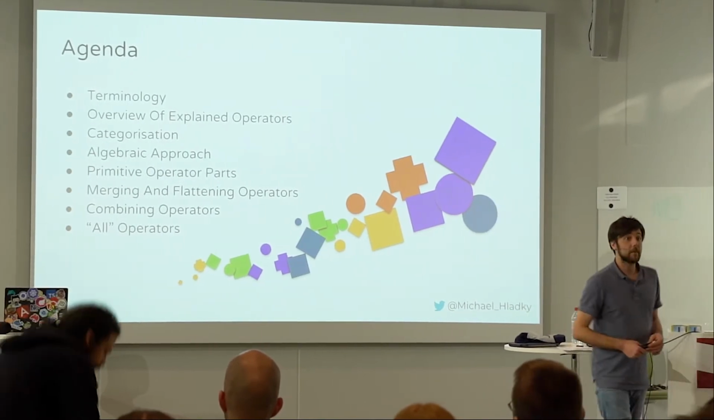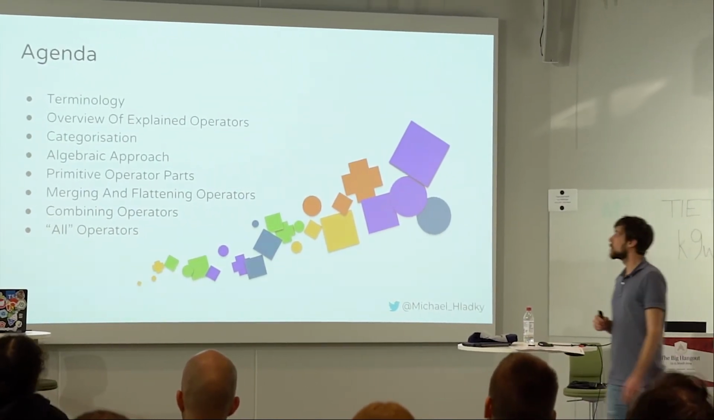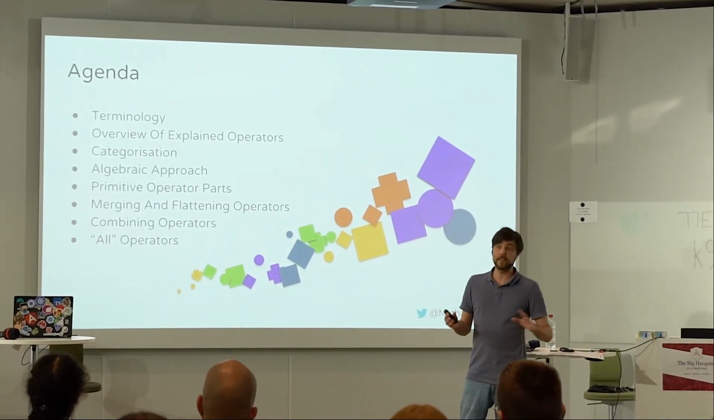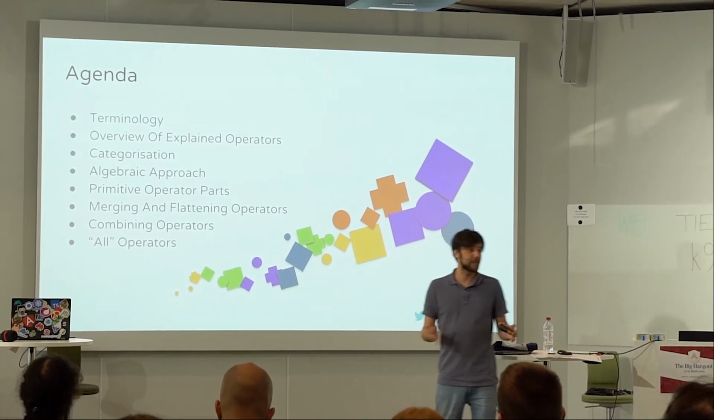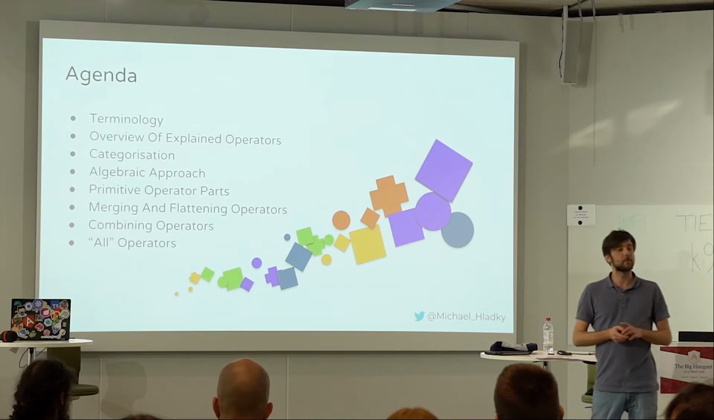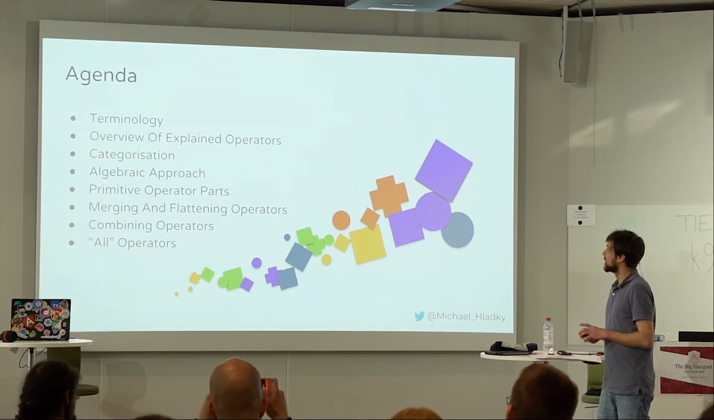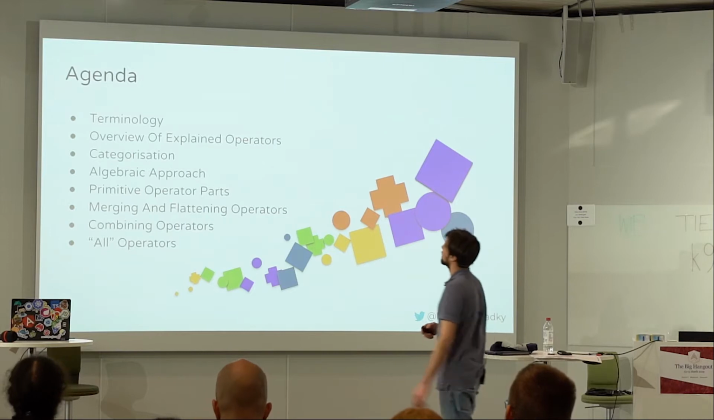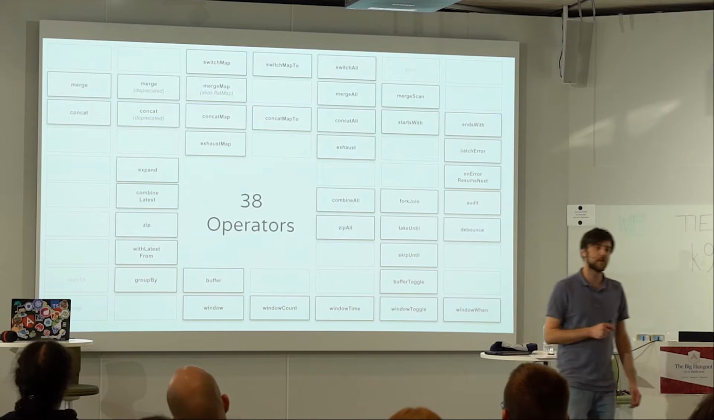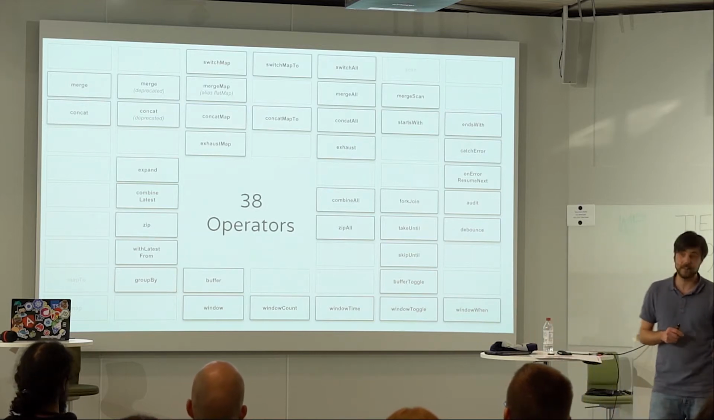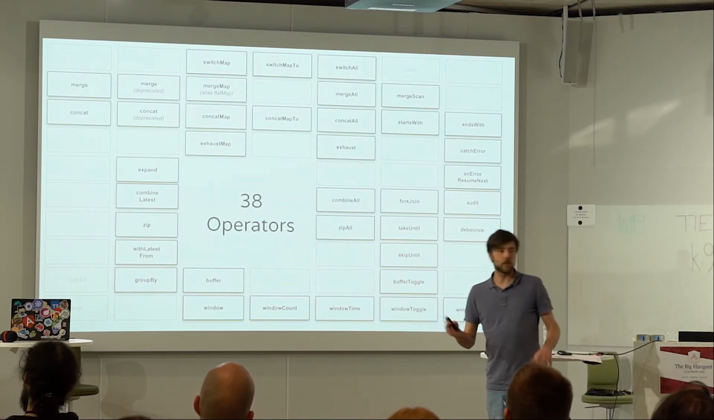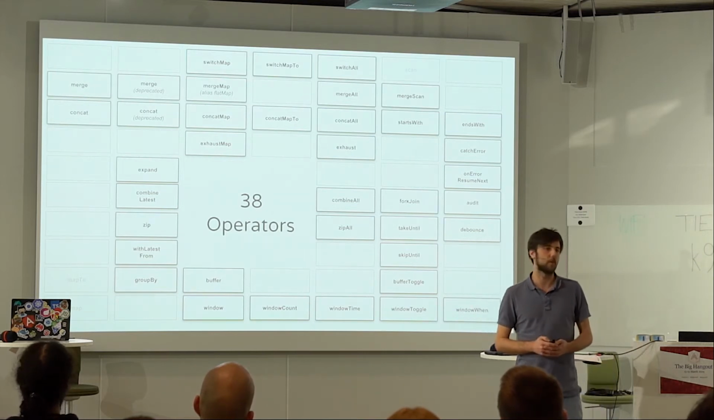What is the agenda? What's on the menu? First, I will clarify some terminology. I'll give you an overview of all the operators. I will categorize them, using an approach that is called the algebraic approach. And then I go straight into operators. This is an overview of all the higher order observables or higher order operators that we have in Rx. It's 38 operators, and in this talk I will cover more than half of all these operators.